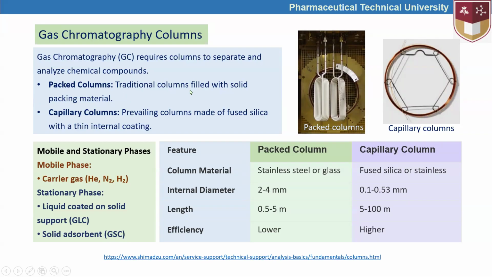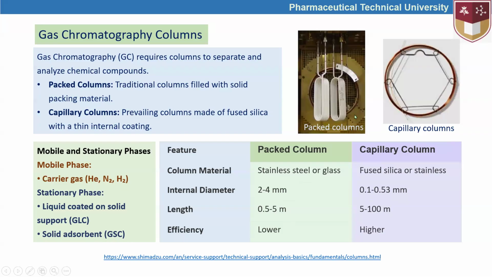These packed columns are traditional columns filled with solid packing material. We will see some models in figures. And capillary columns have this kind of cyclic shape, and capillary columns are made of fused silica with a thin internal coating. Here we can see the differences between packed columns and capillary columns.